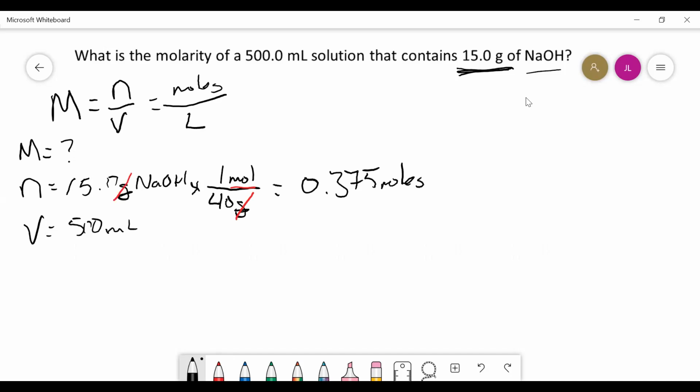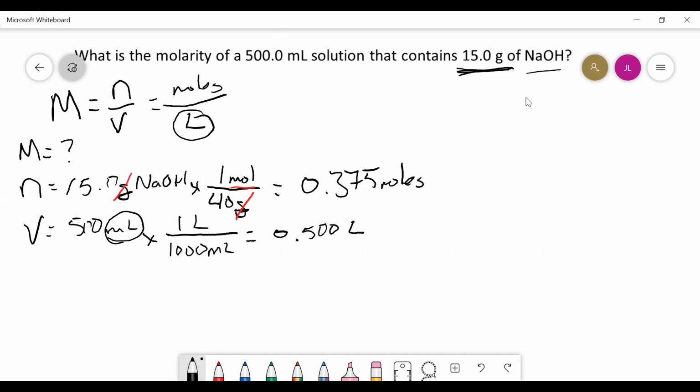Now remember up here, we want our volume in liters. Right here we have milliliters, so we need to convert this into liters. So we're going to again do some dimensional analysis. We have 1,000 milliliters per liter. So we're going to divide 500 by 1,000, which gives us 0.500 liters. All right, now we can plug in.